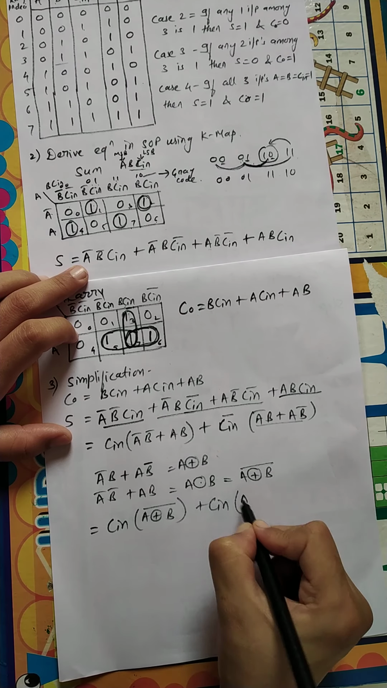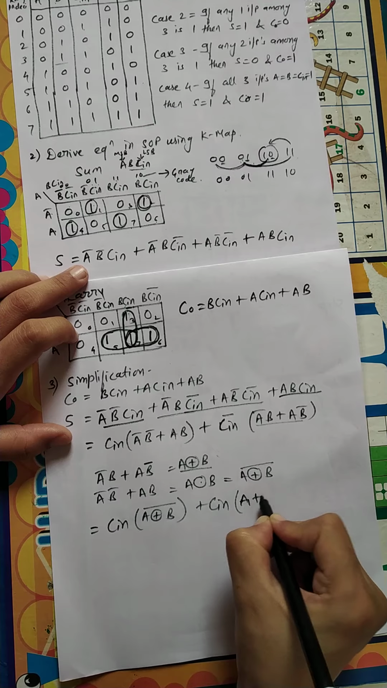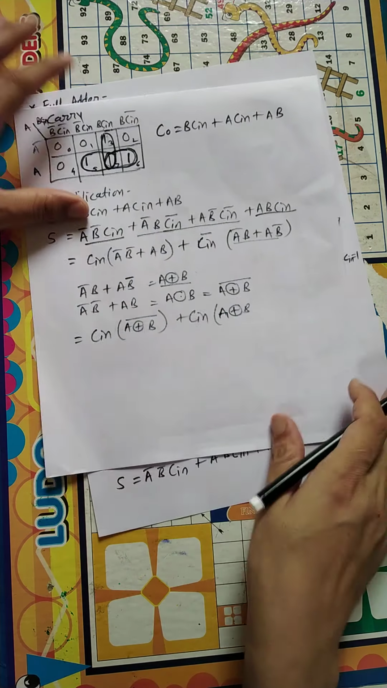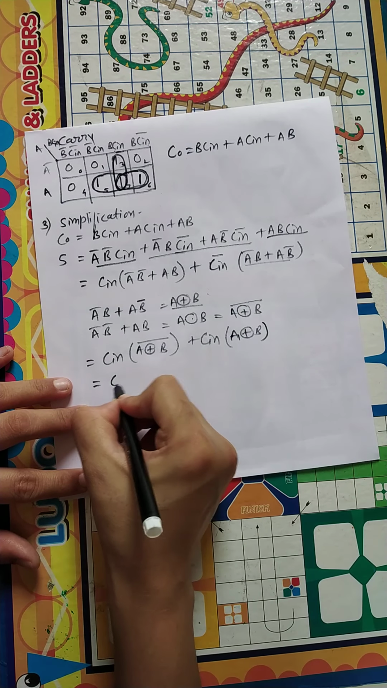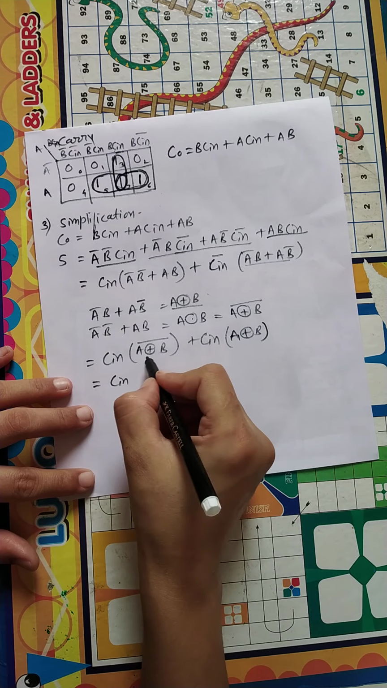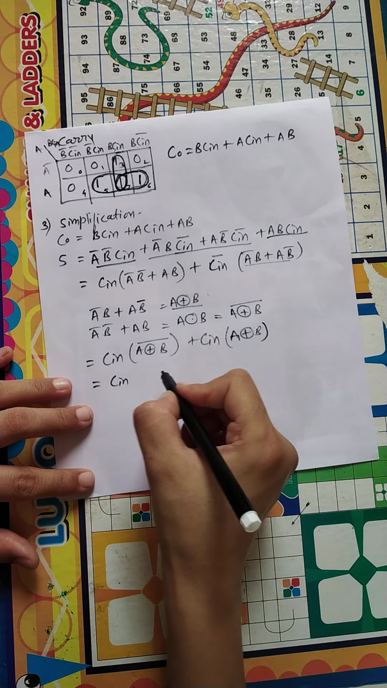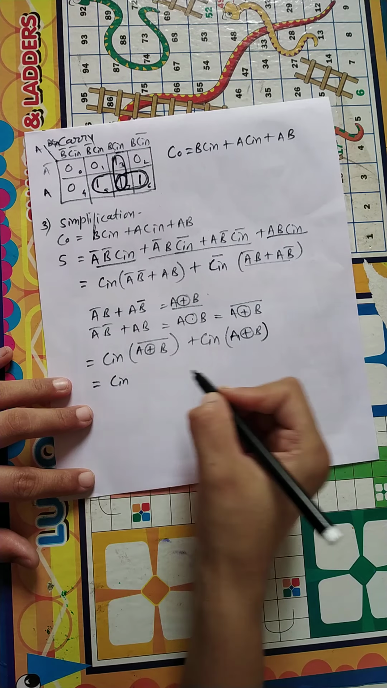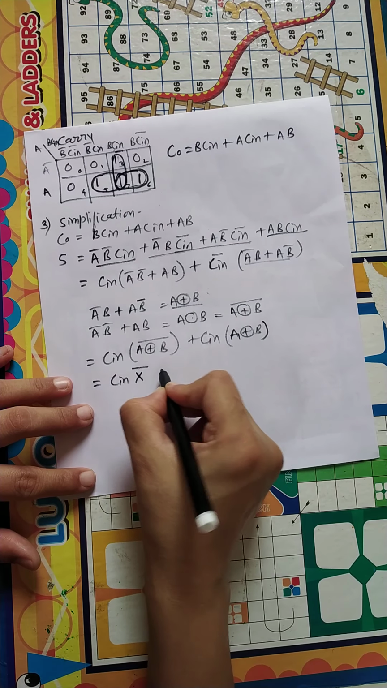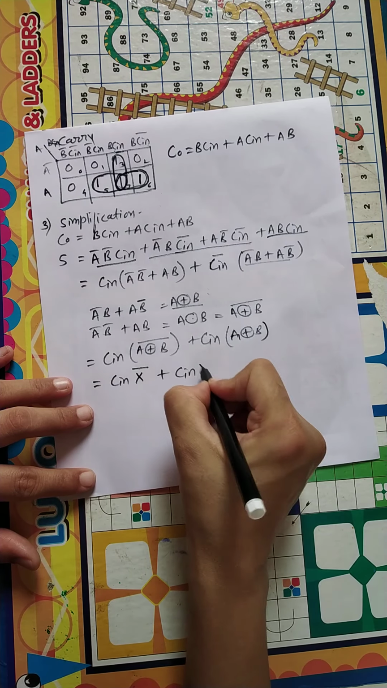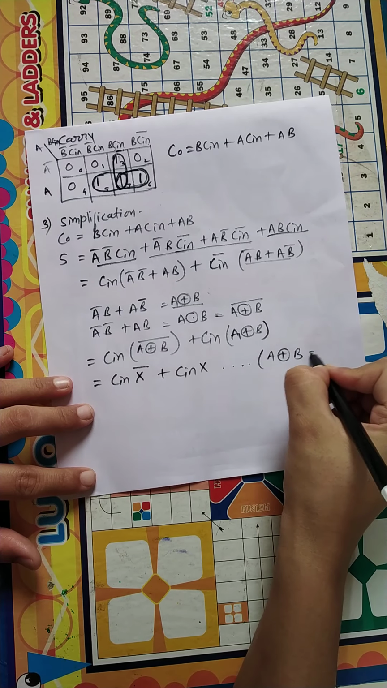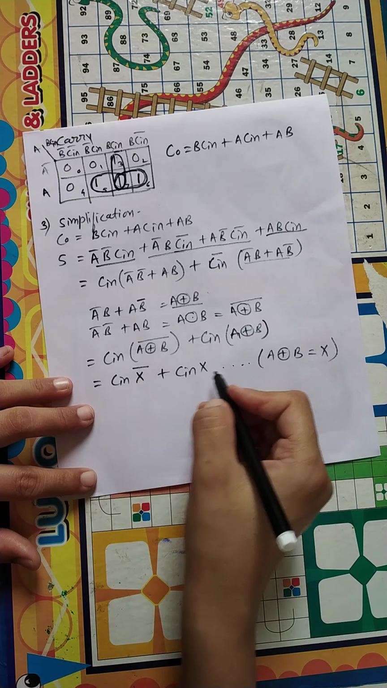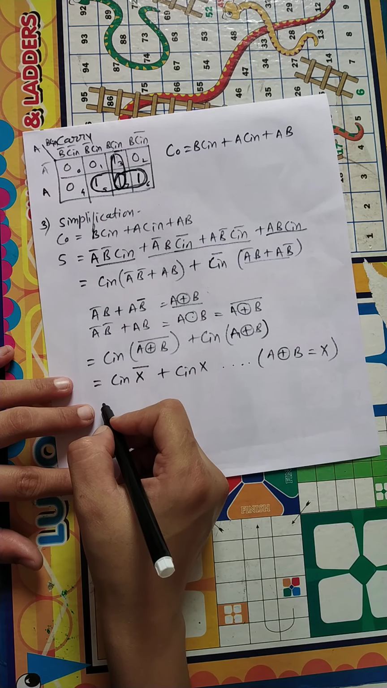So C in, I will write just A XOR B whole bar plus C in bar, and for this I will substitute A XOR B. Now instead of A XOR B, I'll just substitute X, so it will become X bar plus C in bar. A XOR B means X. Here what I had done is just substituted A XOR B equal to X, right? So in this form I get the equation.